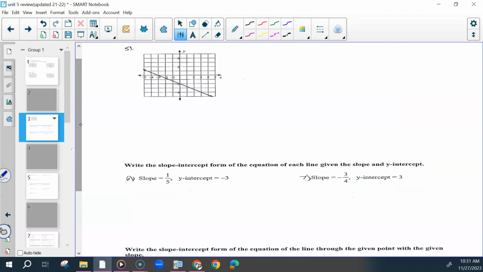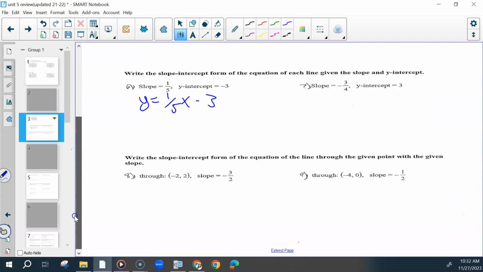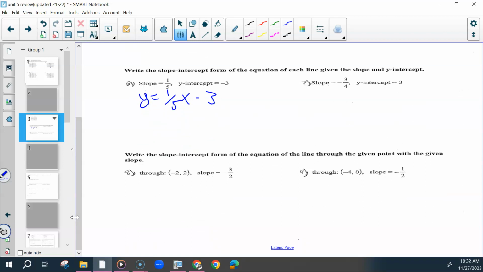Any questions on this page? Number 6 and 7, right? y equals 10.5x minus 3. Yes, that's it. So 6 and 7, you were just writing in slope-intercept form. You're given the slope and y-intercept. You just have to put them together. Questions on 8 or 9?